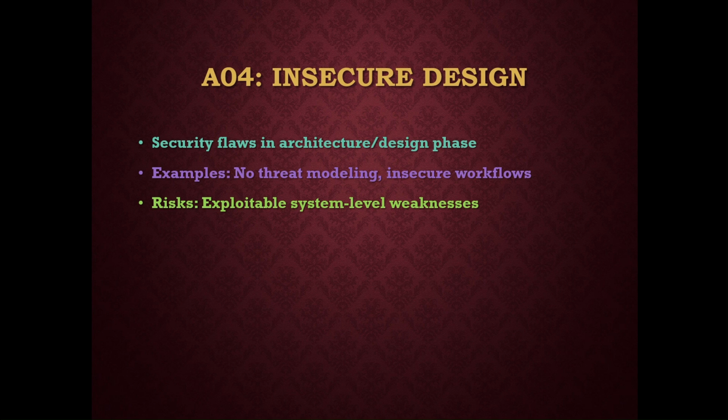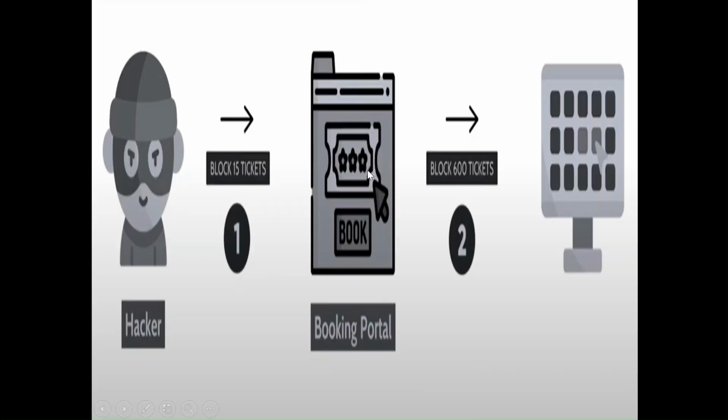The user is trying to book a ticket using a ticketing app. Initially he's trying to book 15 tickets, but due to the insecure design, he is able to block more than 600 tickets. The hacker is trying to block a large number of tickets.